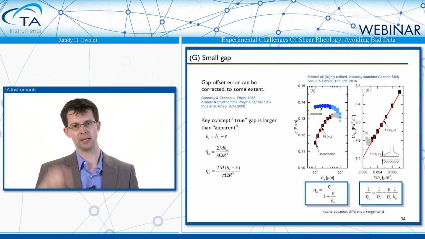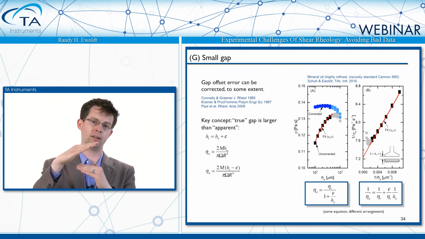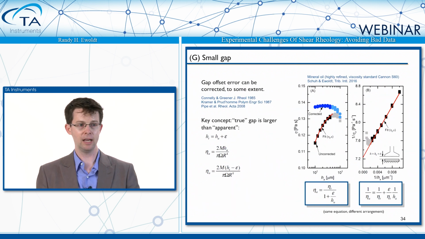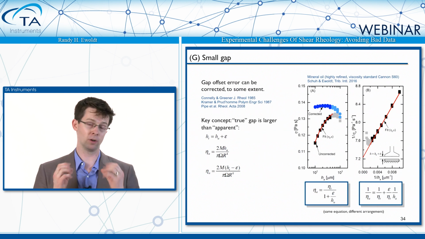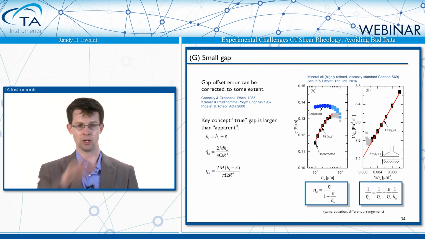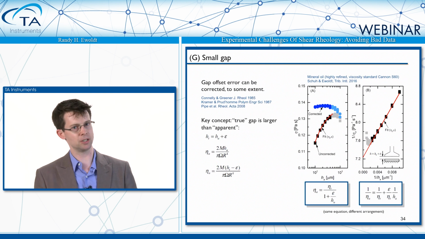And that gap offset can be calibrated. Even the slight non-parallelism can be slightly calibrated by assuming that the gap is bigger than you thought. And what's shown on this slide is a method for calibrating this. So this is a method that's been around for 30 years now, but it works very well, and there are a couple ways to implement it. But by taking that same data of viscosity versus gap, if it's non-constant, for example, the plot on the left shows that at small gaps, the viscosity looks like it's smaller. But you know it's not really smaller.